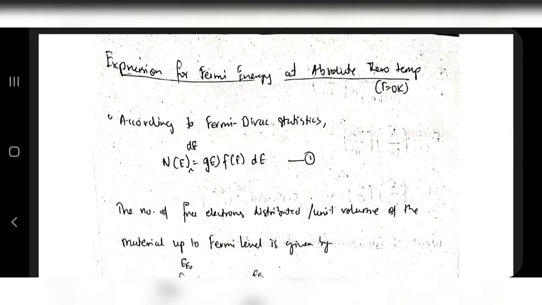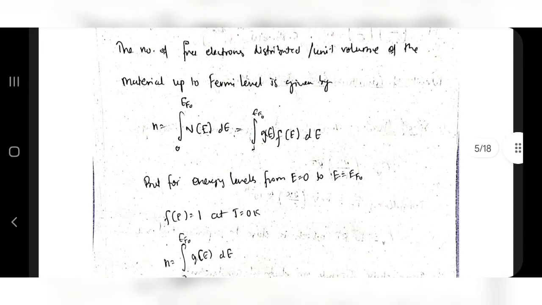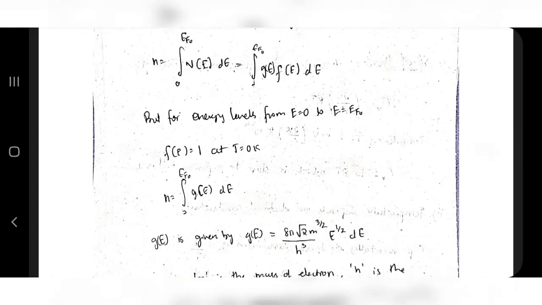Now we will be deriving an expression for Fermi energy at absolute 0 temperature. According to Fermi-Dirac statistics, this is the formula. The number of free electrons distributed per unit volume of the material up to the Fermi level is given by the integration of N(E), which is nothing but G(E)F(E), so we write G(E)F(E) here and integrate it. The limits are E equal to 0 to E equal to EF0, and F(E) is equal to 1 at T equal to 0K.